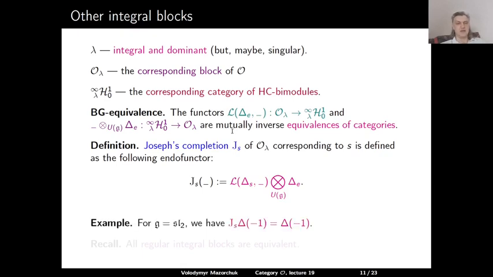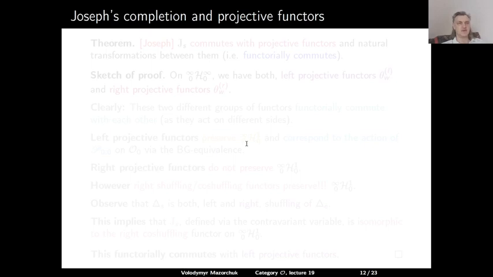It is very easy to see that in the particular example of SL2, we get that J_S of δ_{-1}, so this is the unique simple projective injective tilting module, is equal to δ_{-1}. And we also have that all regular integral blocks are equivalent, so Joseph's completion there can be defined in this way, or by looking at the dominant Verma module in that block; you will get the same final result, up to isomorphism, of course.